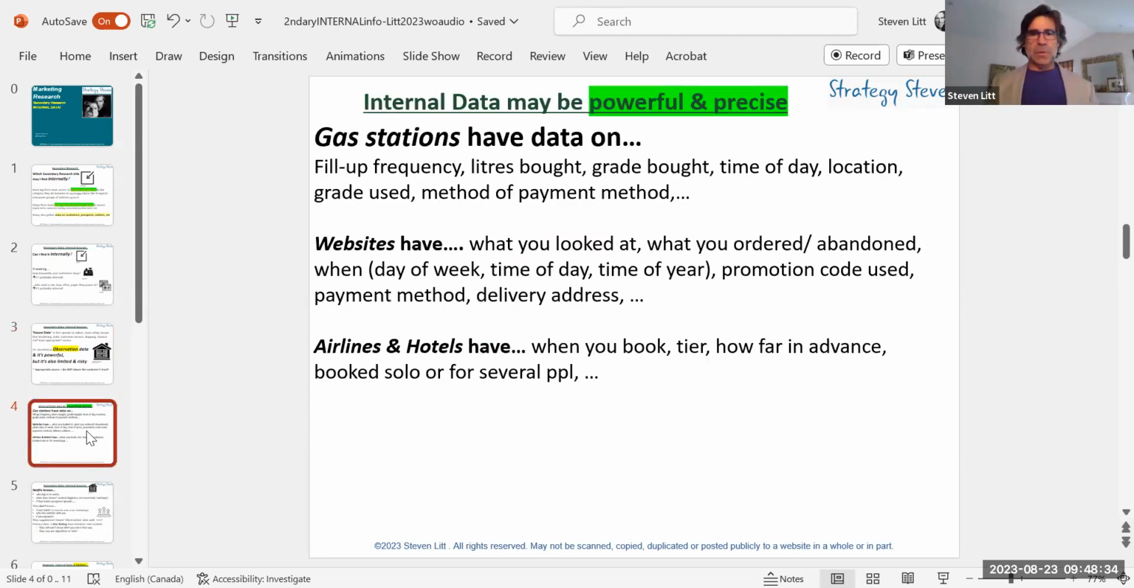For example, gas stations have data that's powerful and precise on things like fill-up frequency, liters bought, grade bought, time of day and week, method of payment, etc. Websites have all the information that's indicated here, as do airlines and hotels. In other words, most current businesses have extensive customer data that is powerful and precise.